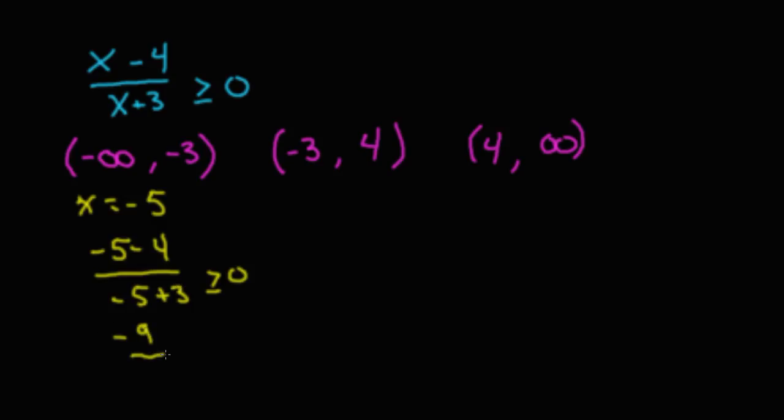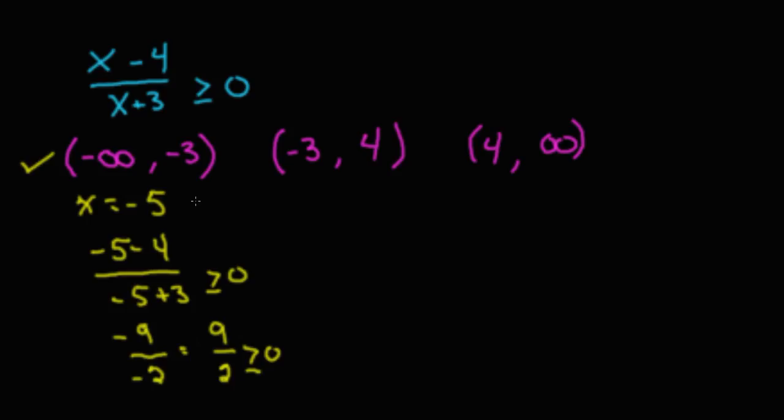Well, we get negative 9 over a negative 2. And that works out to be a positive 4.5, excuse me. Then just to be consistent, we'll keep that as a fraction so as not to confuse. So we'll leave that as 9/2. So it's a positive 9/2. You got a negative divided by a negative. That is obviously greater than 0, so that checks out. So this interval does make this true.